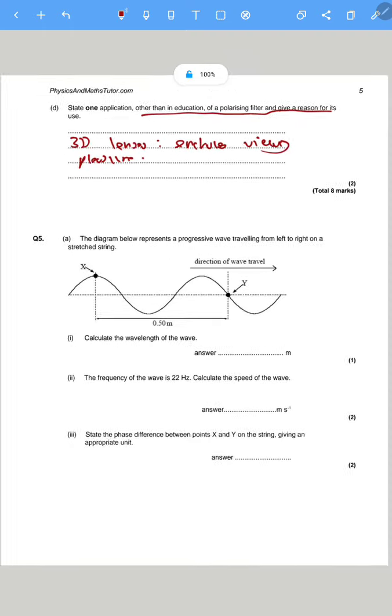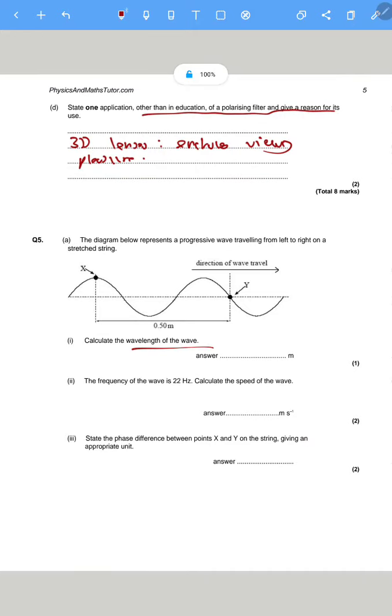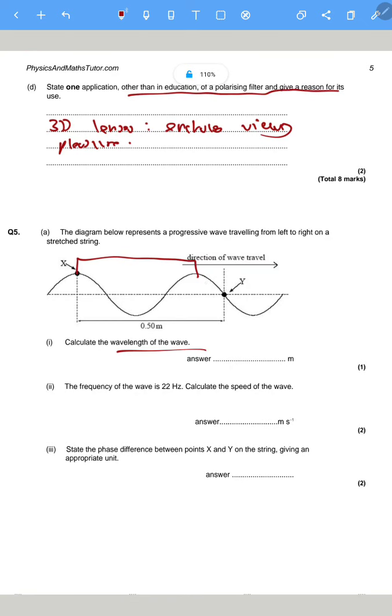The diagram represents a polarized wave traveling. Calculate the wavelength. So from here to here would be the wavelength. So this is an additional one full wavelength, which means that this would be a quarter of a wavelength. So does that mean that I need a calculator? So 0.5 equals 0.5 divided by 1.25. That means 0.4.